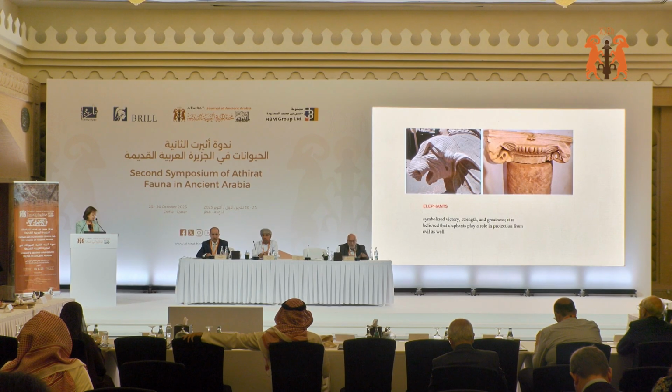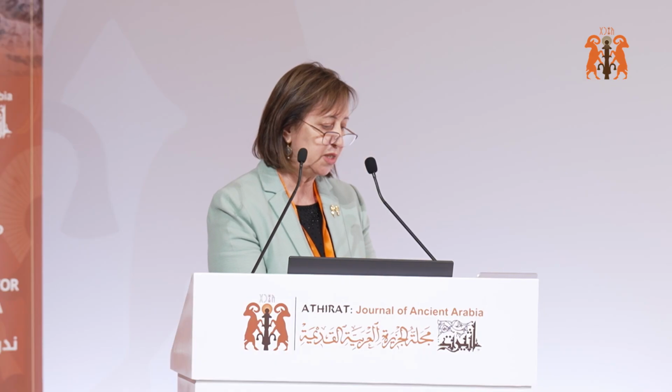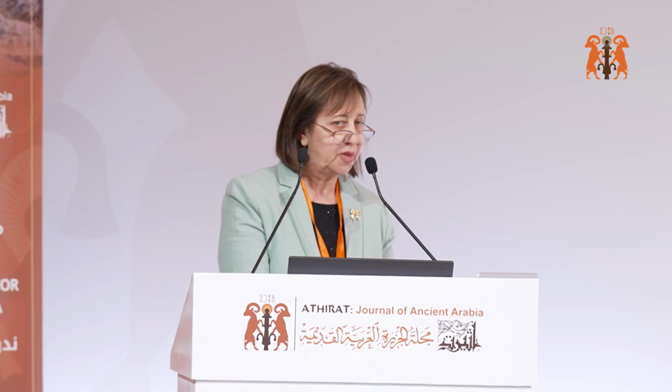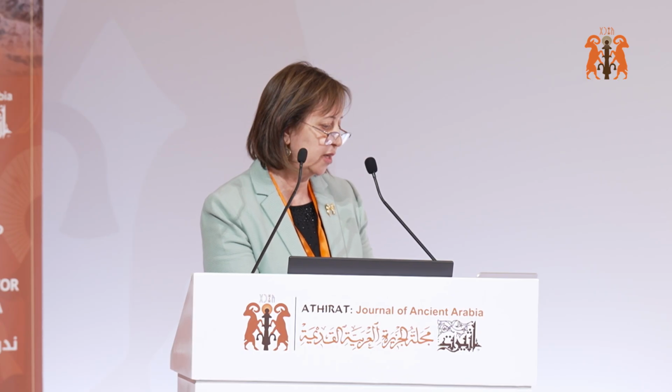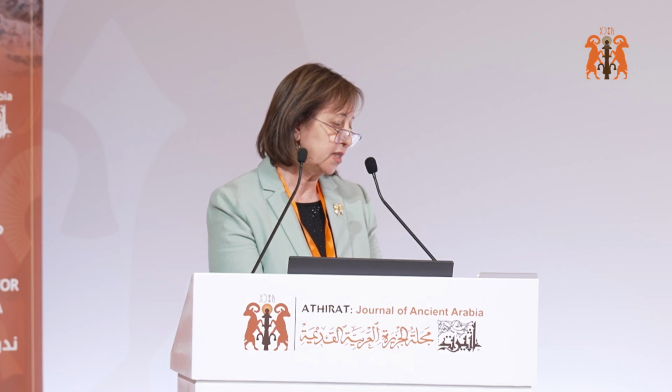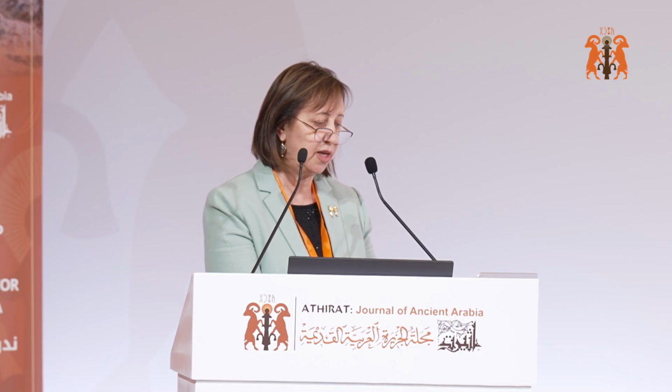And also similar capitals were found at Khirbet Tannur and Khirbet Brak. These are also 2 Nabataean sites. The elephant symbol was associated in Greek civilization with King Alexander the Great. By the Nabataeans, it most probably symbolized victory, strength, and greatness. It is believed that elephants play a role in protection from evil as well.